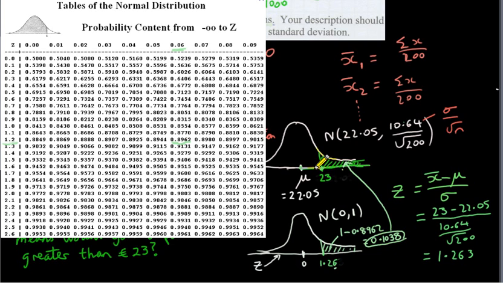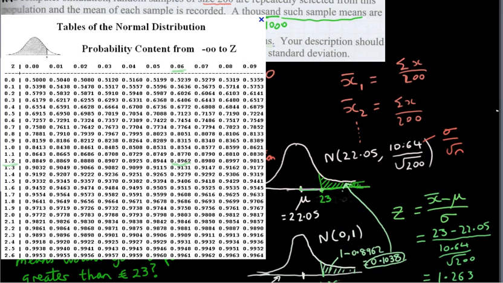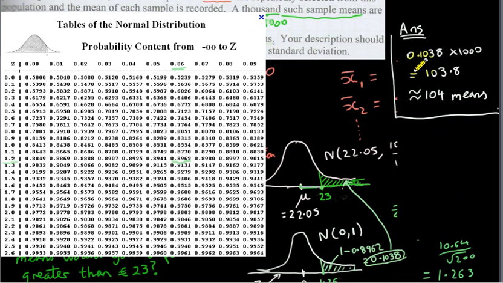That's the proportion of sample means that are greater than 23. And I said earlier that we have 1,000 such sample means. You can barely see it here. We have 1,000 such sample means. So we have 0.1038 multiplied by 1,000. So we get an answer of about 104 sample means that are greater than 23.